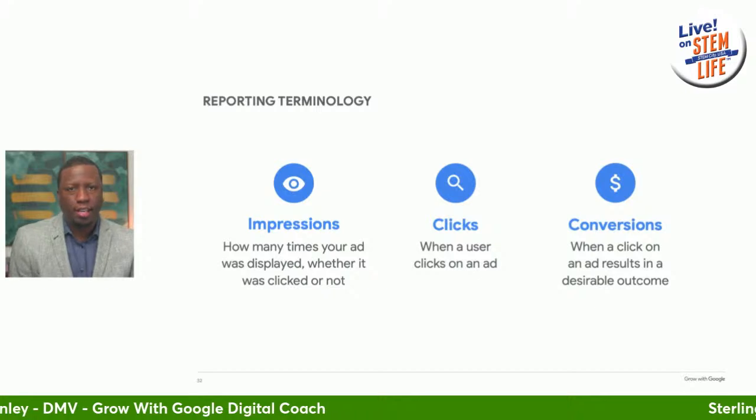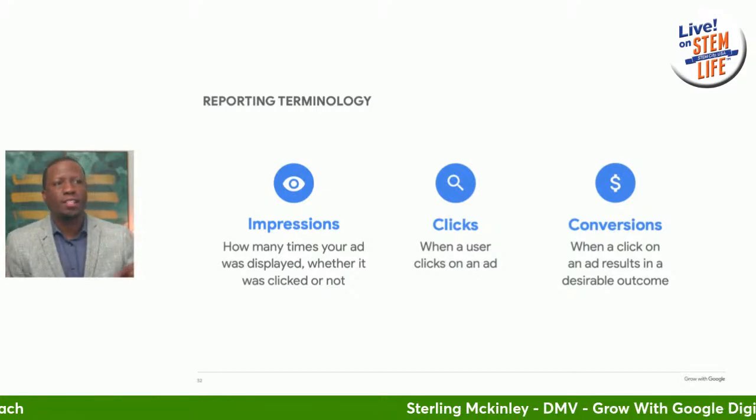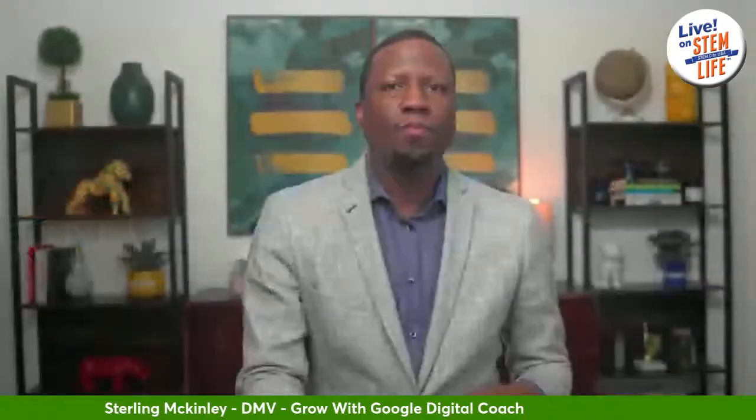The next one is conversions. That is when a click on an ad results in a desirable outcome. I'll say it again, a desirable outcome. So once again, going back to your goal, maybe the outcome is a sale, maybe that's a phone call, maybe that's a store visit, maybe that's booking an appointment. It's not only about making a sale, but what are the things that show you that your customer is taking some action? That's a conversion. So you want to be sure that you have that in place and that you're measuring that, because once again, those conversions are going to let you know if your campaign is working or if it's not working.